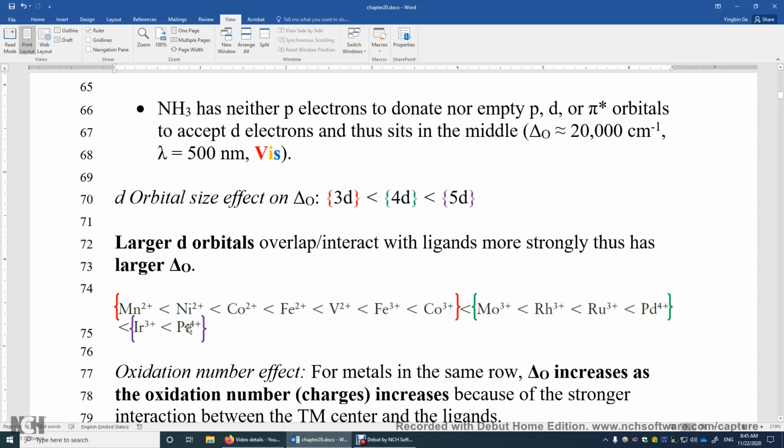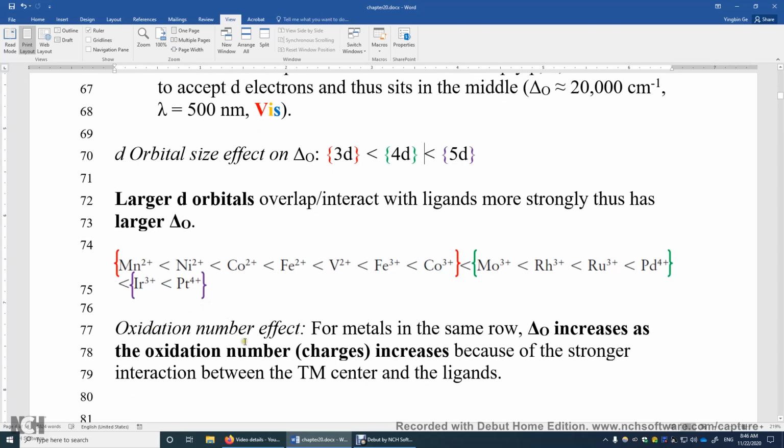That means the interaction between the transition metal center and the ligands is stronger, and then you have a larger delta O. Okay, 3D orbitals are tighter. They're close to the transition metal nucleus. They do not reach as far as 4Ds or 5Ds. So the interaction between the 3D orbitals and the ligands is smaller. That's why the splitting is also smaller. There's smaller interaction, there's smaller splitting. Of course, if there's no interaction between the transition metal center and the ligands, then there's zero delta O. There's no splitting.